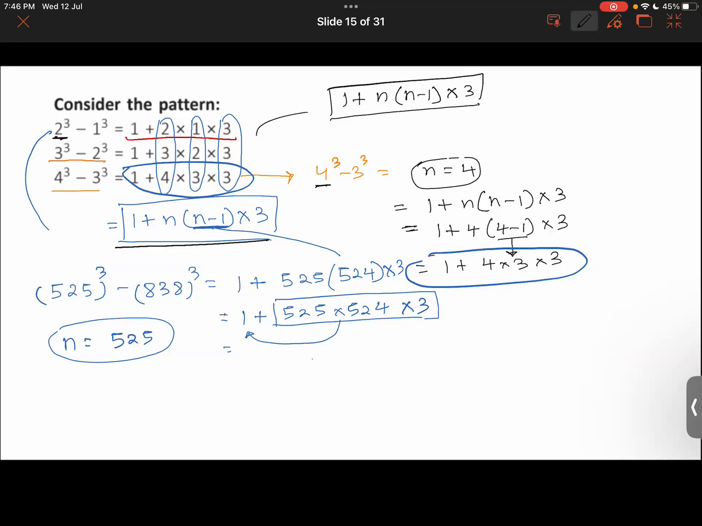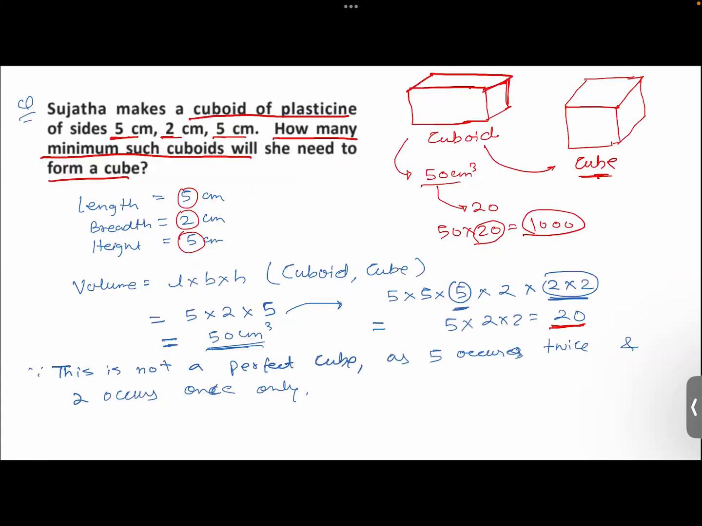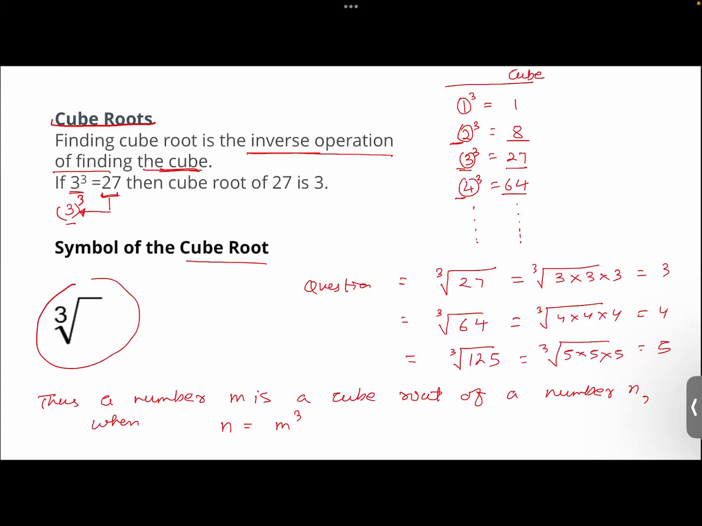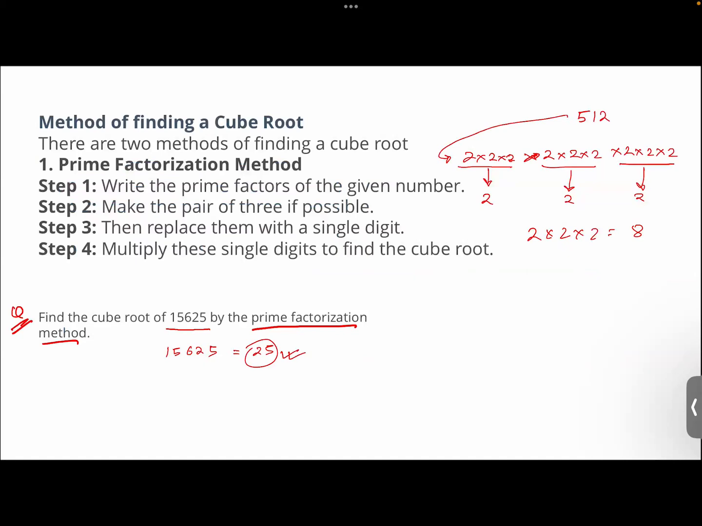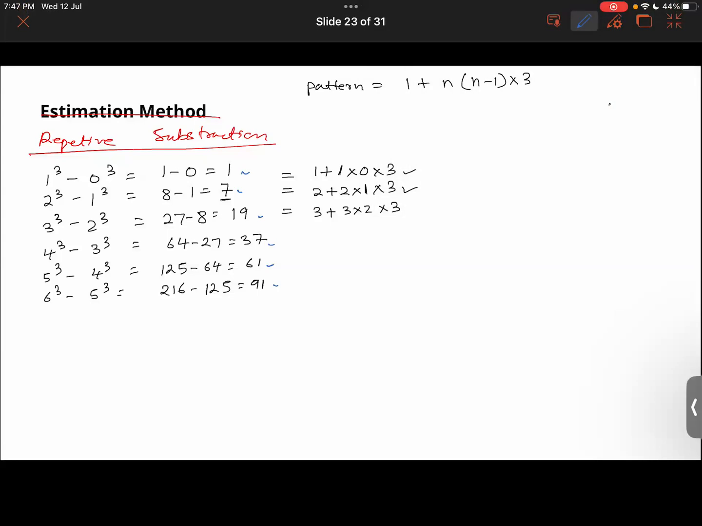Here also we were doing successive subtraction: 2 cube minus 1 cube, 3 cube minus 2 cube, 4 cube minus 3 cube. Okay. So same thing we are doing here as well, right? So using the pattern, what is the pattern being followed here? It's the same. It is 1 plus n multiplied by n minus 1 multiplied by 3. Okay, now just remember this pattern here because that is going to be very useful for you guys.